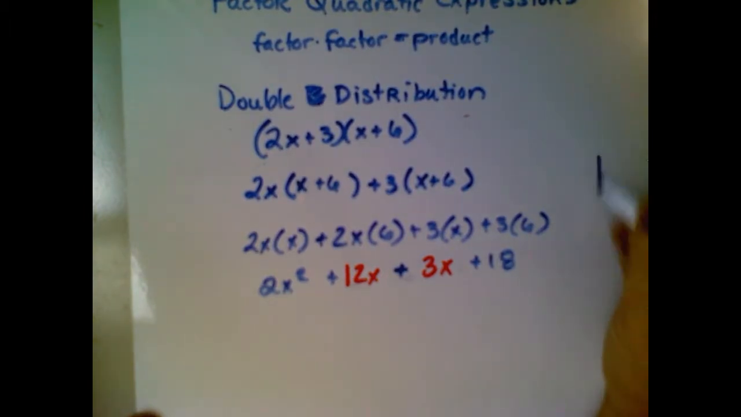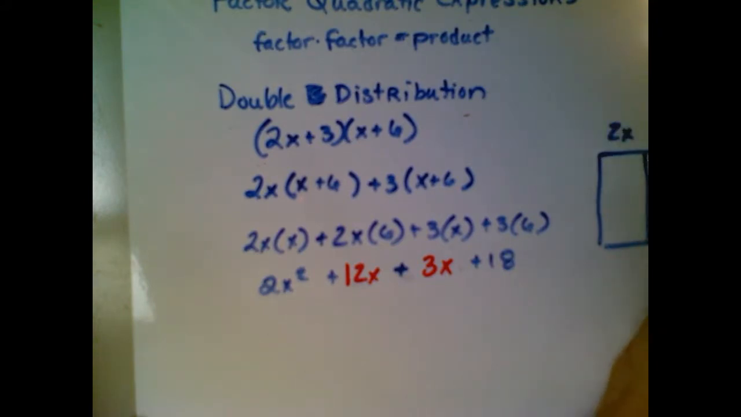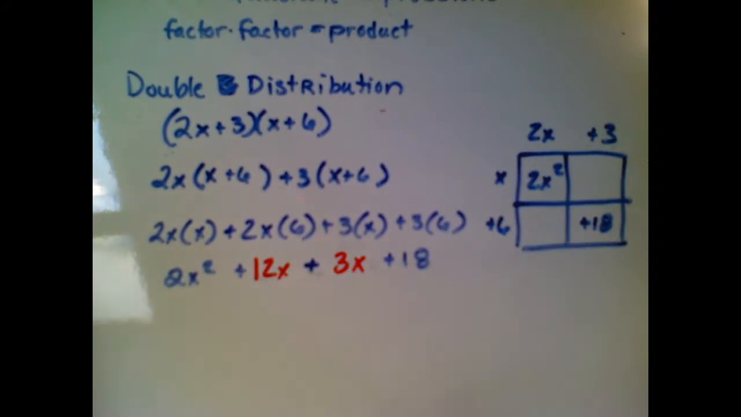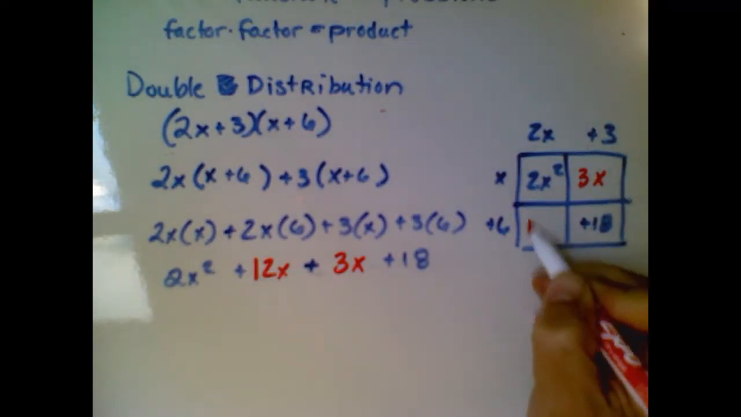You can also do this using the four-square method here, with 2x plus 3 and x plus 6. Again, you would get 2x squared and 18, and your two middle terms of 3x and 12x.